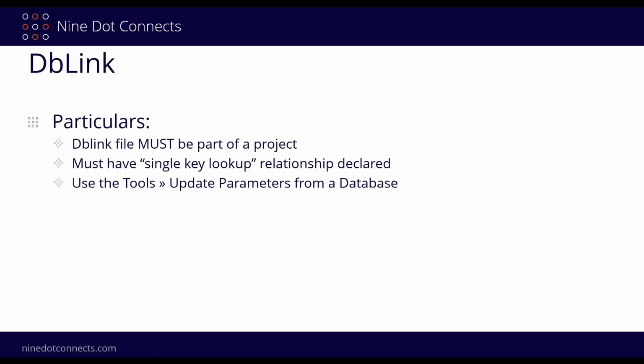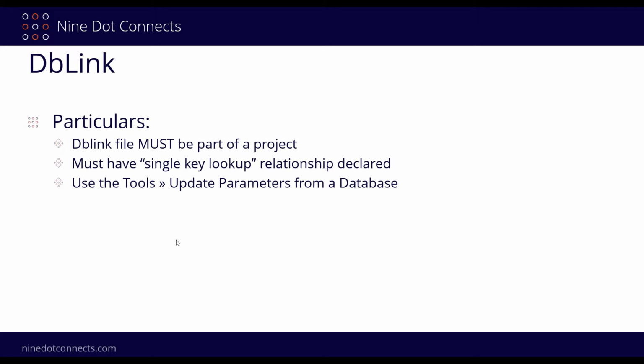The DbLink file must be a part of the project, and if it's not, it's not going to work. So even if you have a free document, it's not going to work when we use it. We have to have a single key lookup relationship declared. I will talk more about this. This is really, really important. This is where I think most people have an issue.